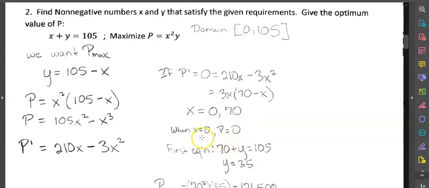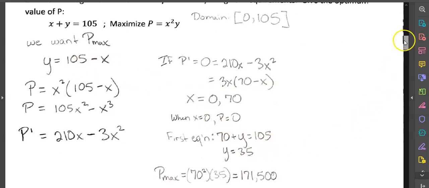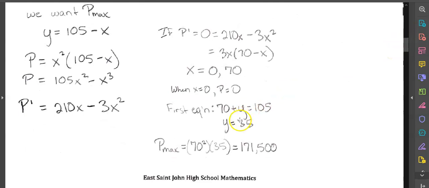So we plug 70 into the equation that we already solved for y. That gives us y equals 35. And we end up with a final product for P, our maximized product. When we plug in 70 and 35 for x and y, we get 171,500.